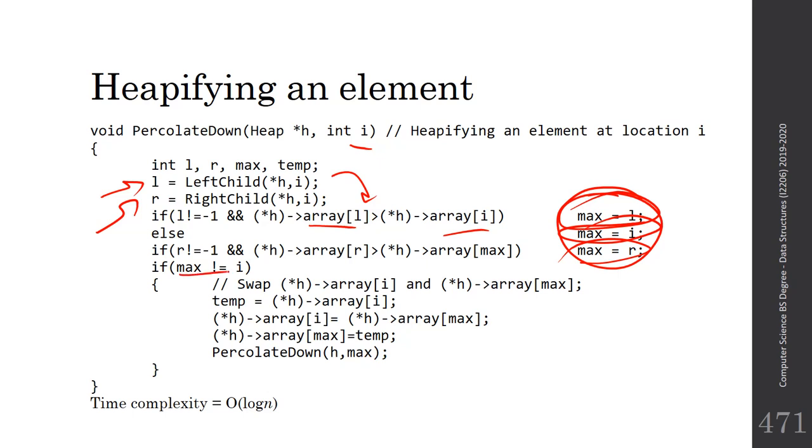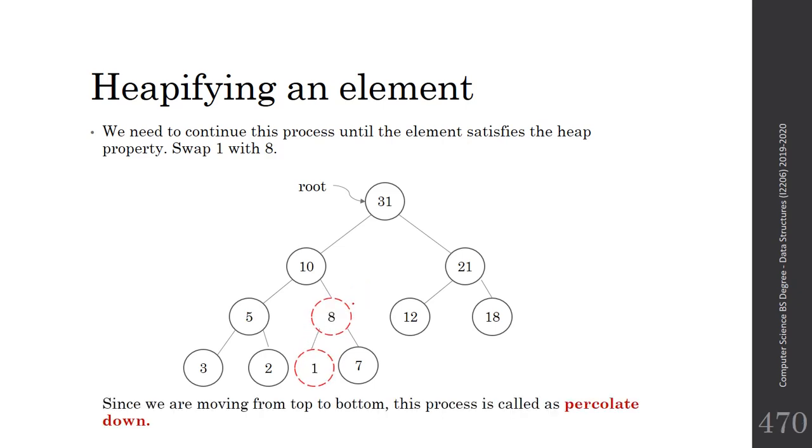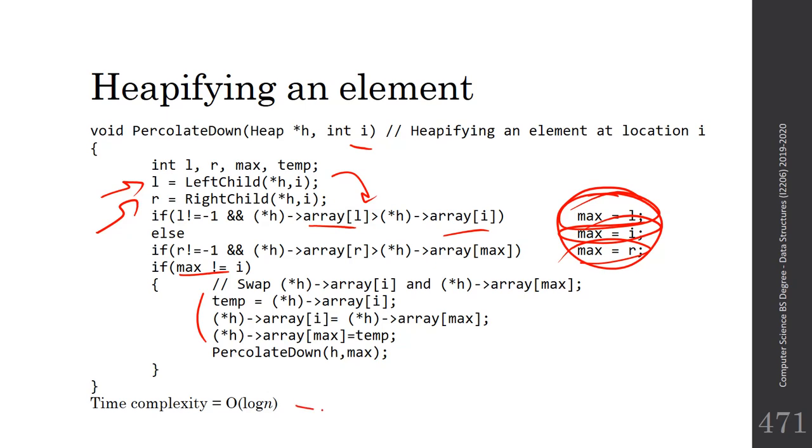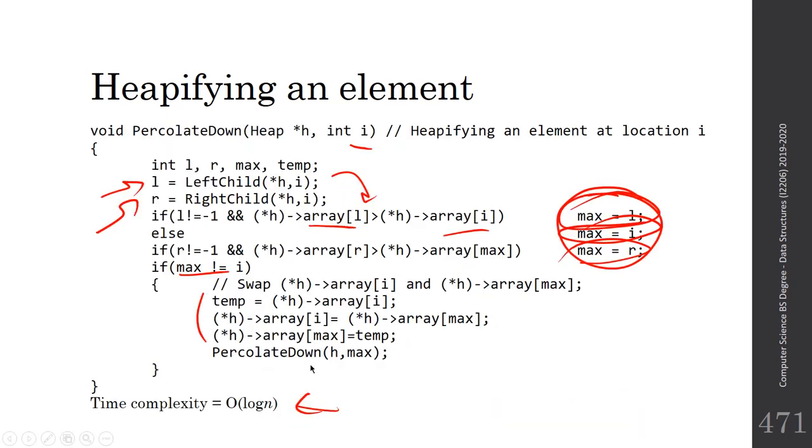If maximum is different than I, so if there's a maximum beneath me, I need to swap. Here we are swapping both elements, and then I need to percolate again from the newly modified element. So whenever I do that, I need to call the function again from this element. So it's recursive and it takes at maximum log n time because we are just moving an element down one branch, so the complexity is log n. So this is for heapifying.